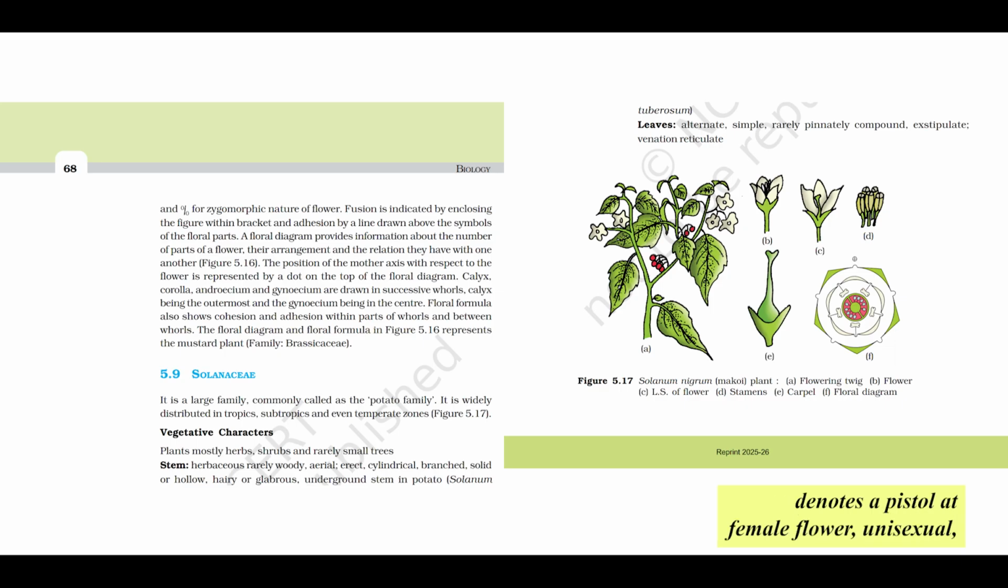Right. Female symbol denotes a pistillate female flower, unisexual. Bisexual symbol, like male and female combined, denotes a bisexual or hermaphrodite flower having both A and G. This symbol is often placed at the beginning of the formula. Wow, a lot of info packed into symbols. Symmetry, sexuality, whorls, numbers, fusion, adhesion, ovary position. Exactly, it's a highly efficient code.